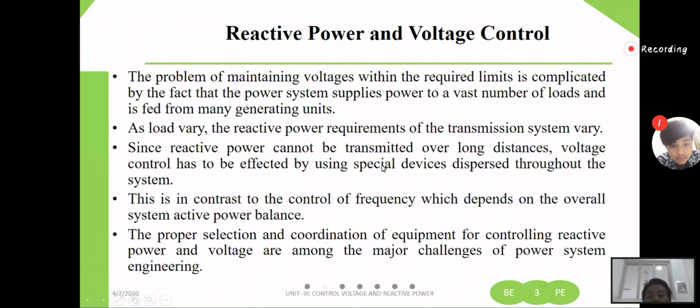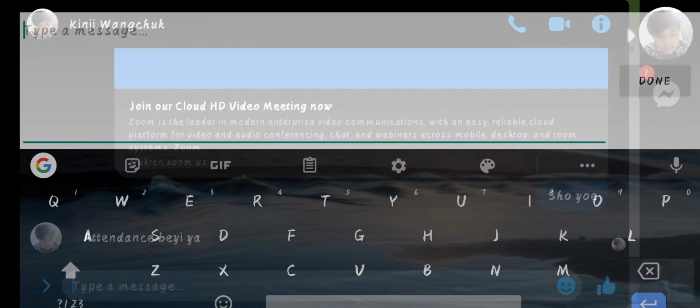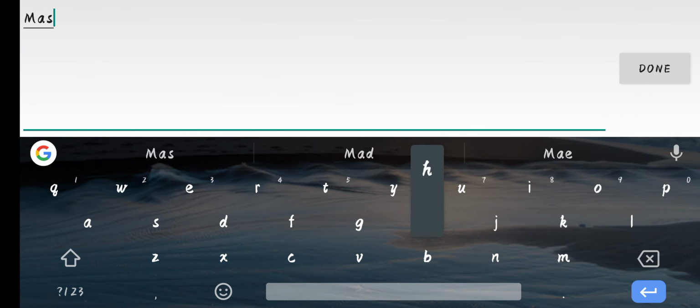Now, in power system engineering, a very difficult thing is to control the voltage and reactive power using the appropriate equipment. It is one of the challenging tasks in power system engineering. It has been said here that the problem of maintaining voltage within the required limit is complicated. Why is it complicated? Maintaining voltage within the required limit means if it is 400 volts, we are not able to keep it at 400 volts. This is the complication we face.